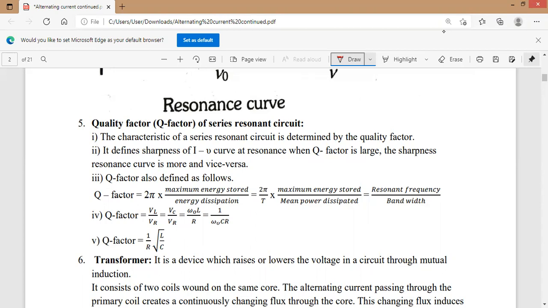The Q factor is defined as 2 pi into the maximum energy stored by energy dissipated per cycle. If we divide both sides by T, then in the denominator it becomes energy by time, which is power, the mean power dissipated. Therefore, the Q factor is equal to resonant frequency by bandwidth. Our quality factor is equal to VL by VR or VC by VR, omega naught L by R or 1 by omega naught CR. Another expression for quality factor in terms of resistance, self-inductance and capacitance is 1 by R into square root of L by C.